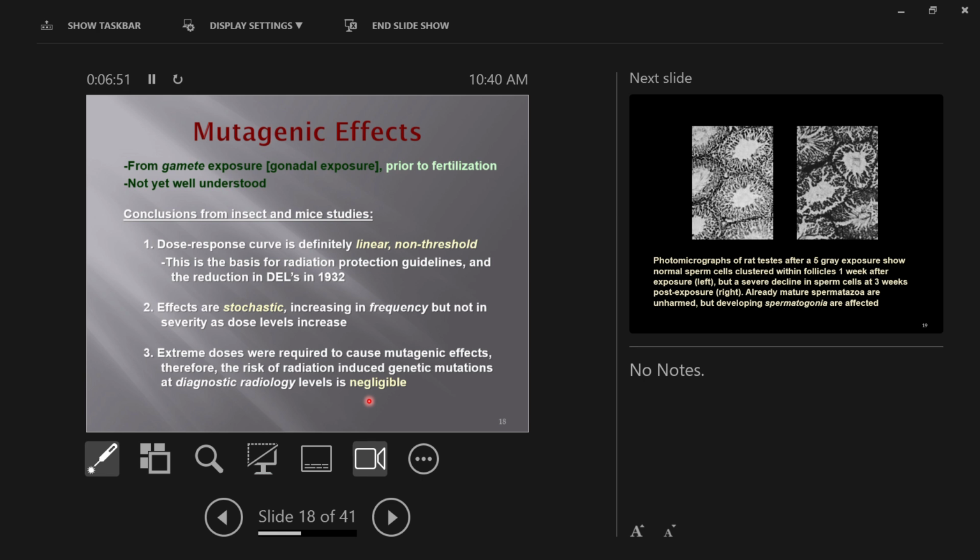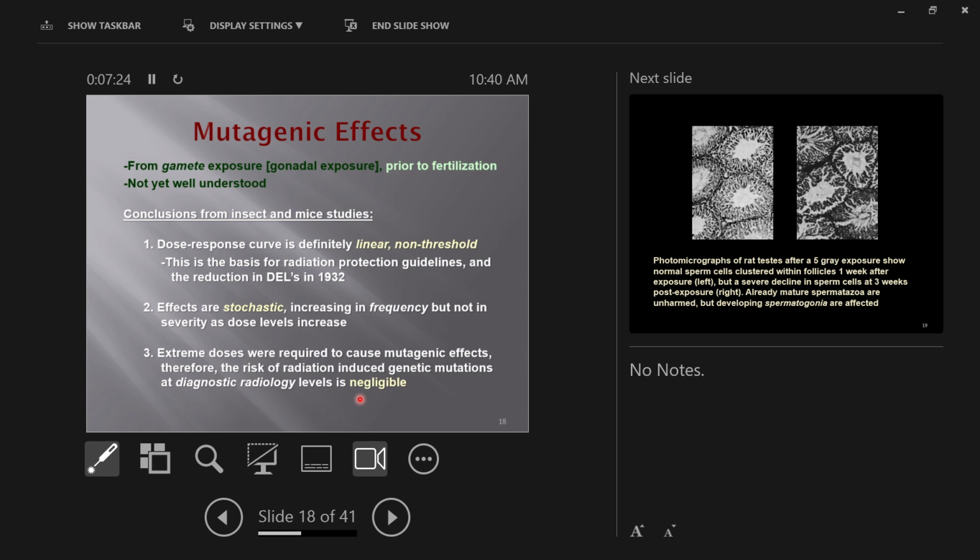That's important, but it's not the end of the story. Because these dose response curves demonstrate a linear non-threshold response, there's still no safe level. They say at diagnostic radiation levels, the possibility of inducing genetic mutations is negligible, not zero, right? Negligible means the chance of an extra genetic mutation happening is so low that we're not going to worry about it a lot, right? That's what they mean by negligible, but it's not zero.